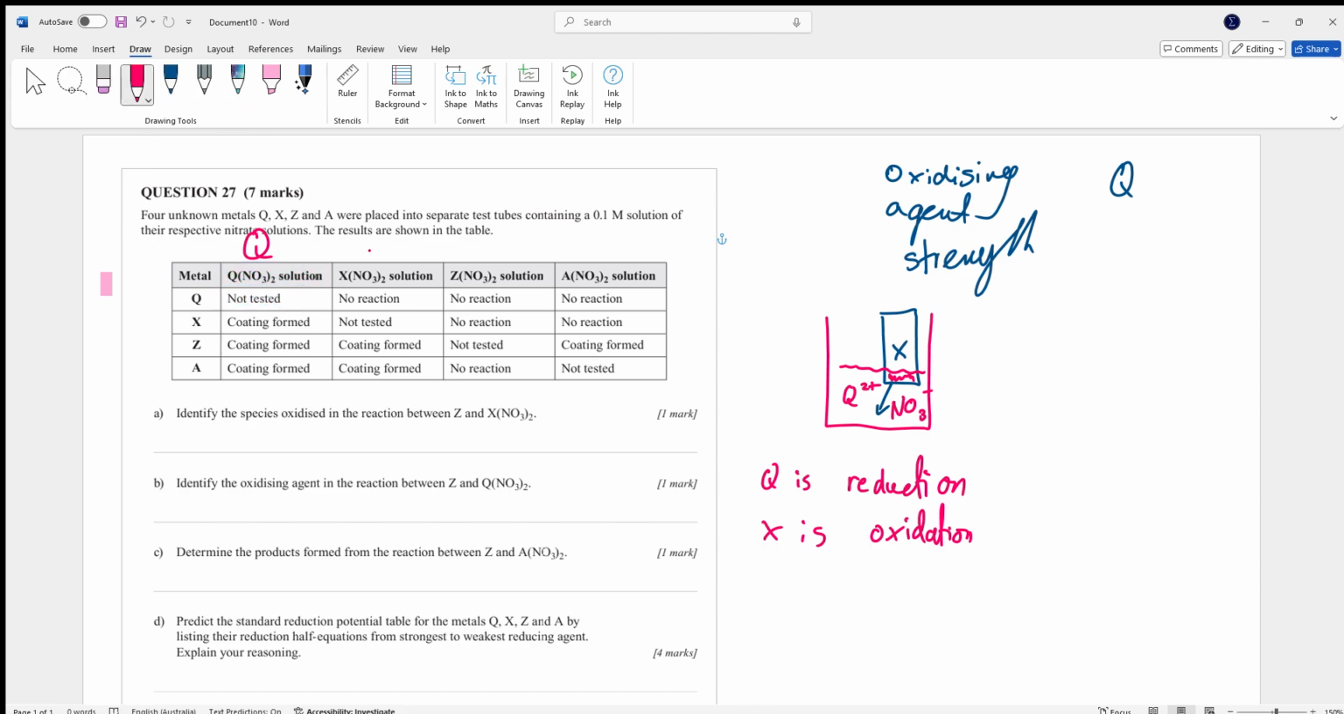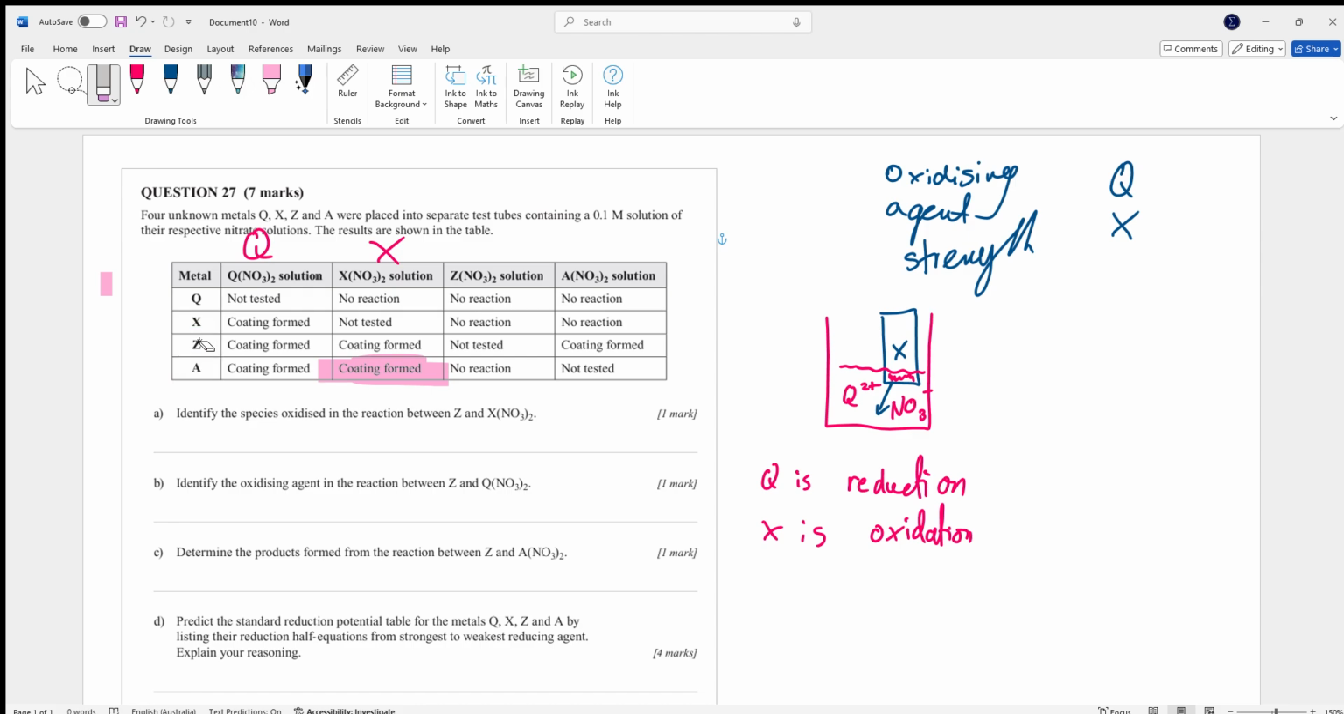when element X reacts with Q, there is no reaction. The reason why there's no reaction is because Q is so much stronger than X that X is not going to be able to steal electrons off Q. That's why there's no reaction there. Now here, if we look at the other ones, when X reacts with element Z, a coating is formed, and when it reacts with element A, a coating is formed. What that tells me is X is stronger than Z and A. So in terms of the strength, it goes Q and then it goes X.